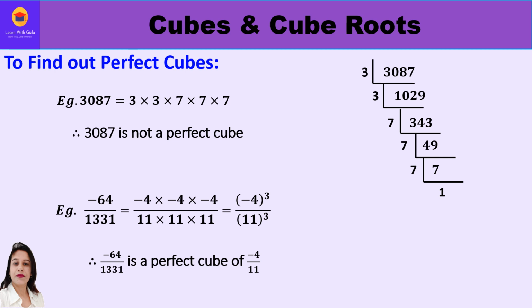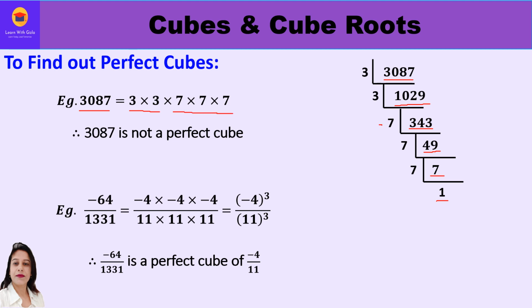Now let us take up one more example. Suppose we have to find out whether 3087 is a perfect cube or not. So let us start by finding its factors by prime factorization. First of all, we shall divide 3087 by 3, we shall get 1029. Further again divide by 3, we shall get 343. Now divide by 7, we shall get 49. Again divide by 7, we shall get 7. And again divide by 7, we shall get 1. So the factors which we have got are 3 into 3, 7 into 7 into 7.